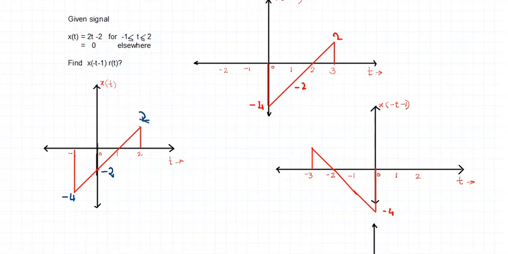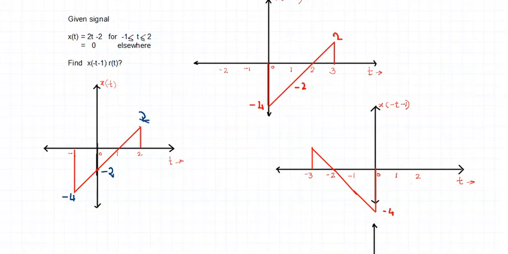Whatever are the magnitudes at positive instants, put those magnitudes on the negative instants. So at plus 3, it was 2; at minus 3, it is 2. At plus 2, it was 0; at minus 2, it is 0. At plus 1, it is minus 2; at minus 1, it is minus 2. At 0, it is minus 4. So when you join the points, you get your time reverse signal. So this is your time reverse signal.